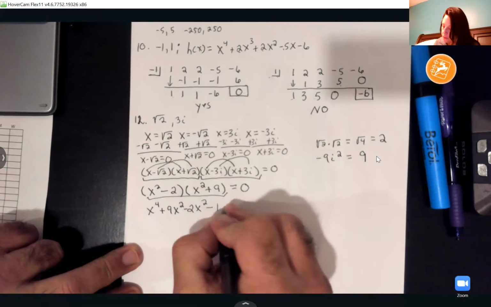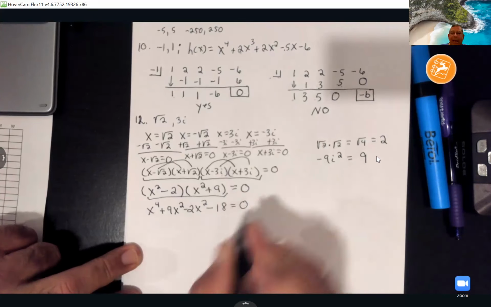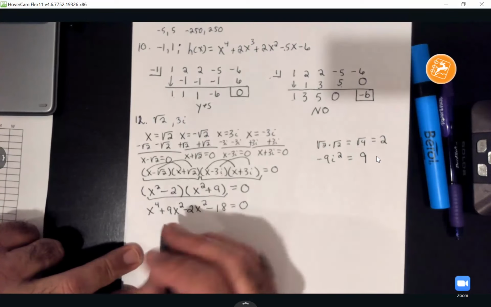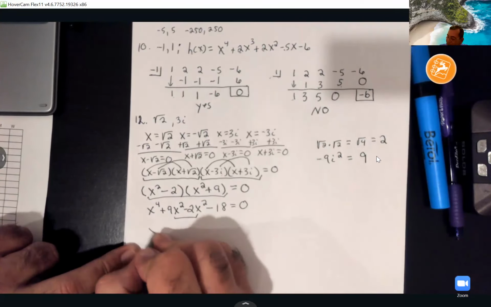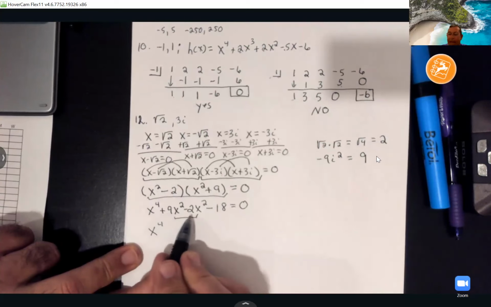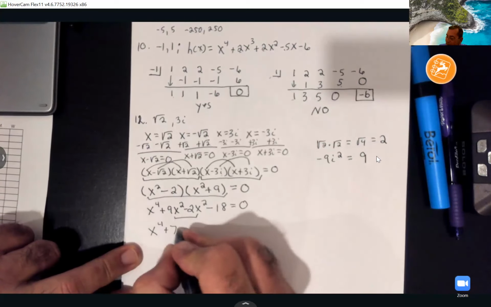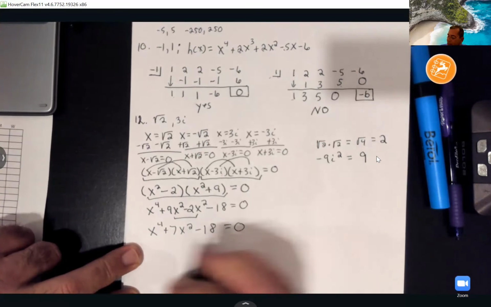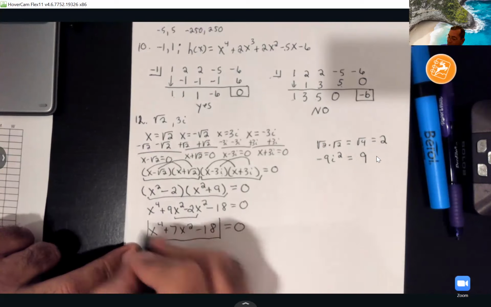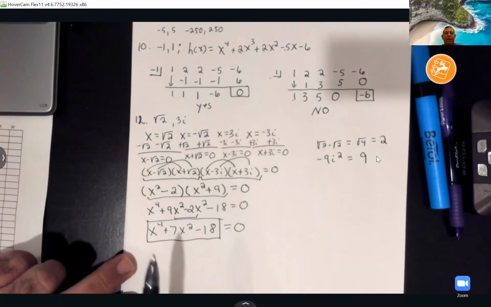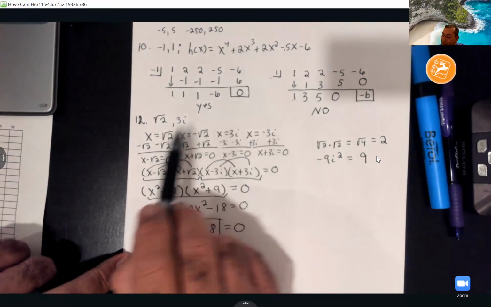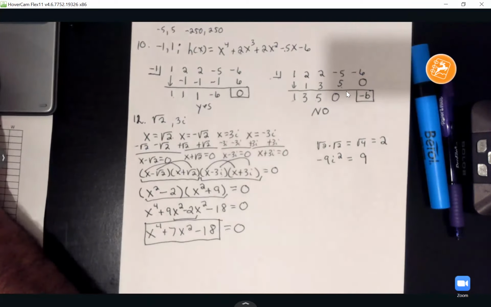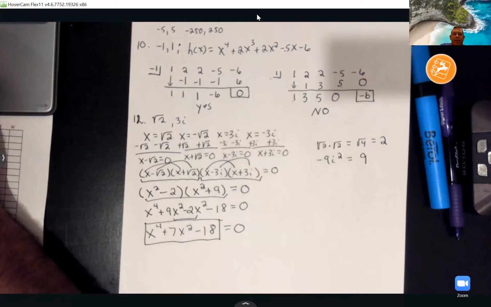Negative 18. Can you go further on this one? Yes, because 9x squared minus 2x squared. There you go. So bring down our x to the 4th. 9 minus 2 will give me 7 of those x squareds minus 18, all equal to 0. But all MATLAB is going to want is the little polynomial. Now, you ended up with an x to the 4th because you had 4 zeros up here. So let me remember that when I go plug this in.